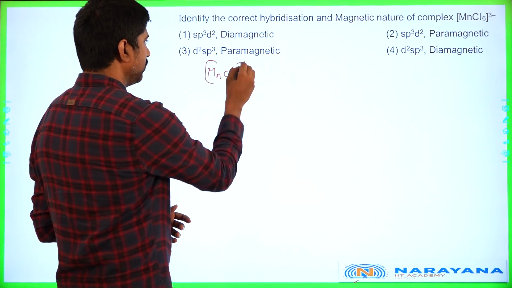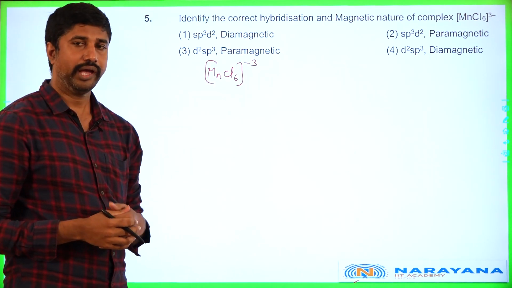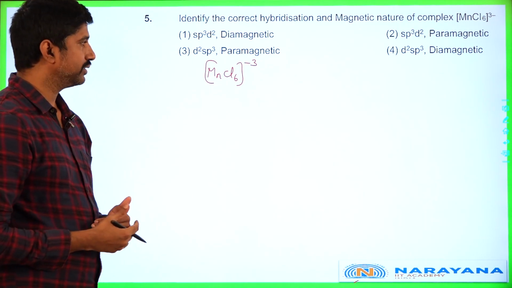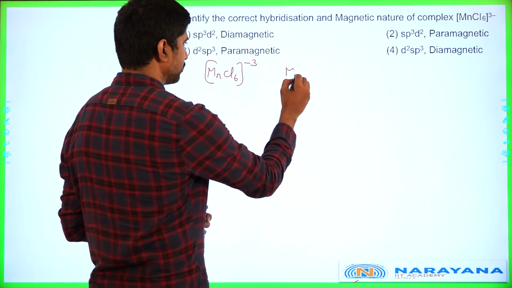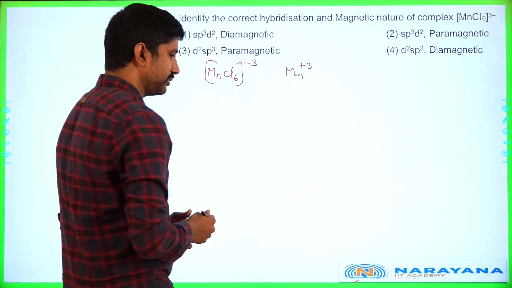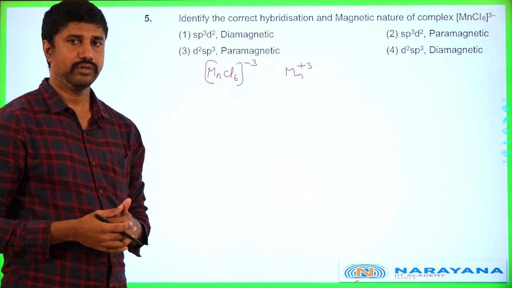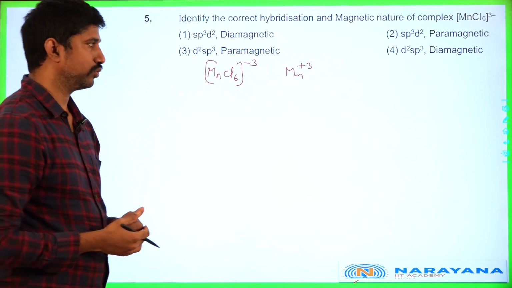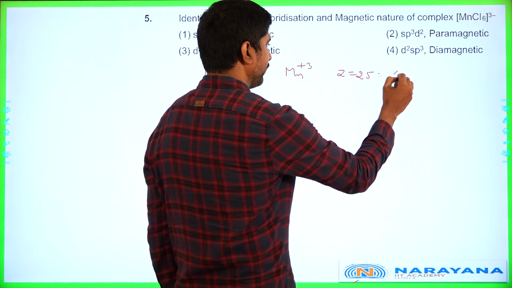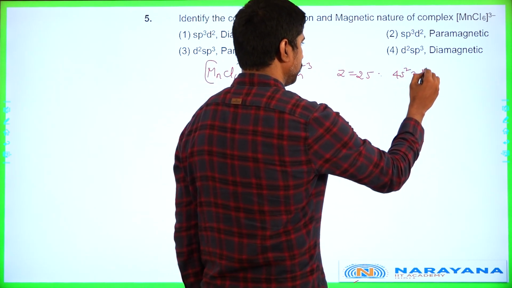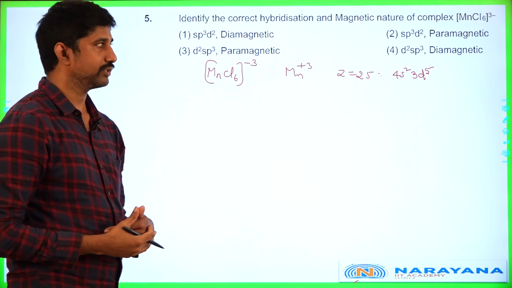We all know that chloride ion is a weak field ligand. As it is a weak field ligand, what is the charge on the central metal atom? It is an Mn3+ complex. The atomic number of manganese is 25, and the valence configuration we write is 4s2 3d5.